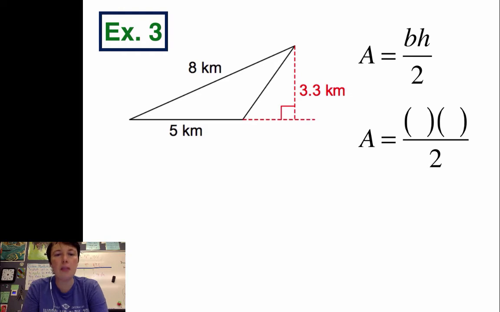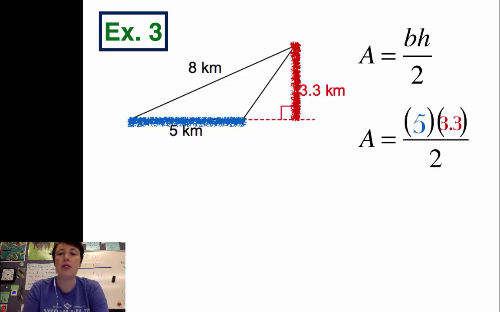This time when I look at the picture, the base is that 5 kilometers on the bottom. That is the base of our triangle. So it's a 5-kilometer base. And the height is that 90-degree angle. So it's 3.3. I'm highlighting it in the picture there.